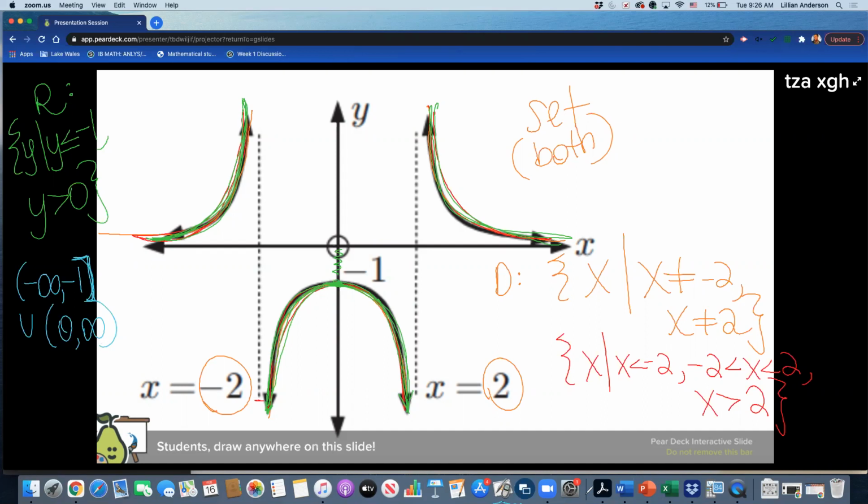Here, you would have written 3 different parts if you used interval notation: negative infinity to -2, union -2 to 2, union 2 to infinity. That is what the red essentially breaks down to be. That's what you would have had to do if you wrote in interval notation. You have to include every part of the domain and every part of the range.